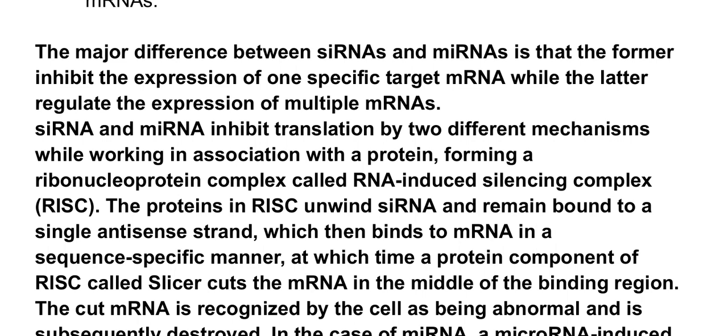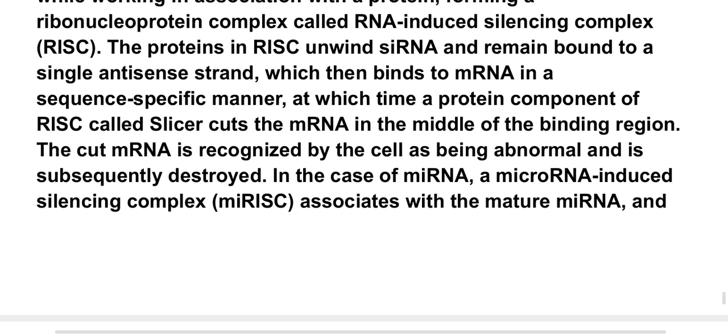The proteins in RISC unwind siRNA and remain bound to a single antisense strand, which then binds to mRNA in a sequence-specific manner, at which time a protein component of RISC called a slicer cuts the mRNA in the middle of the binding region. The cut mRNA is recognized by the cell as being abnormal and is subsequently destroyed.